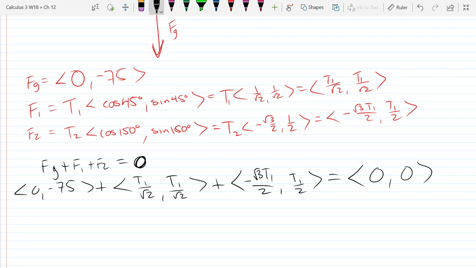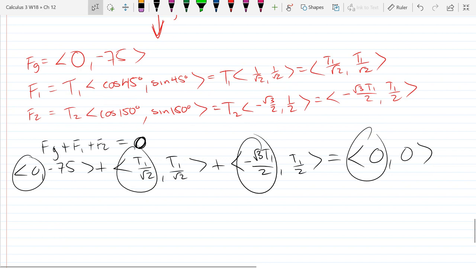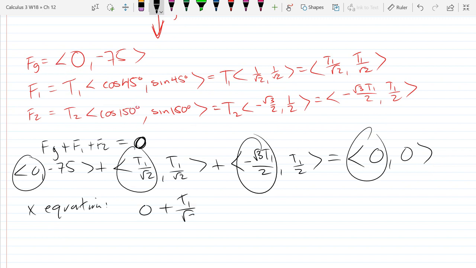How in the world did we figure out T1 and T2? The system of equations. So we're actually looking at two equations, even though it looks like one. It's a two-dimensional equation. So there's an x equation and a y equation. The x equation is the first coordinate equation, and the y equation is the second coordinate equation. So the x equation is 0 plus T1 over square root 2 minus square root 3 T2 over 2 equals 0.